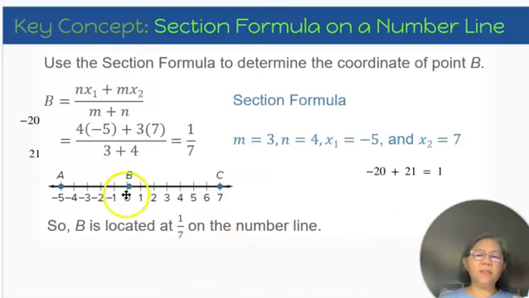So applying this, we will use the formula. 4 will be our n times your x1, plus 3 as your m times your x2. Divide this by m plus n, which is 3 plus 4. This will give us 4 times -5, which is -20, and 3 times 7 will give us 21. Simplifying this, we have -20 plus 21, which gives us 1, the numerator here. And then 3 plus 4 will give us 7. So therefore, the location of B is at 1/7 on the number line, which is somewhere closer to 0.